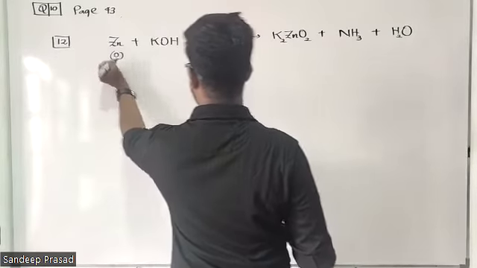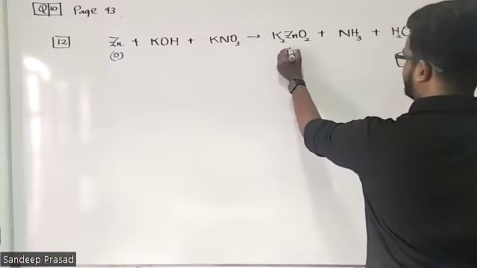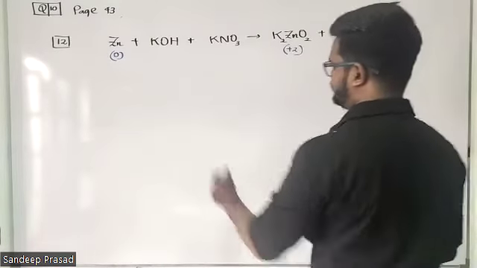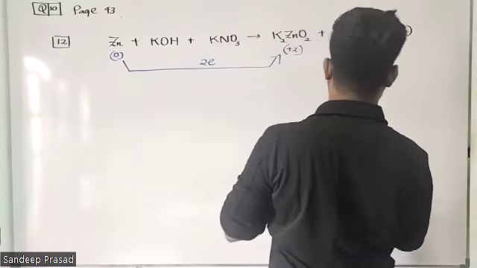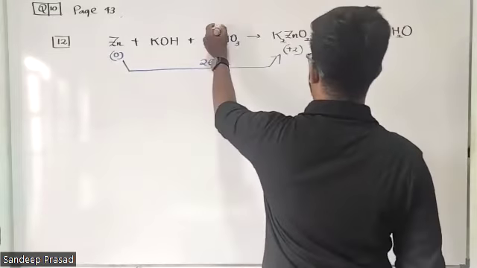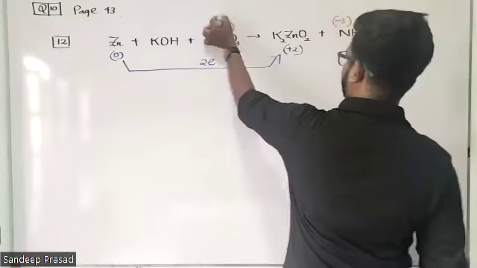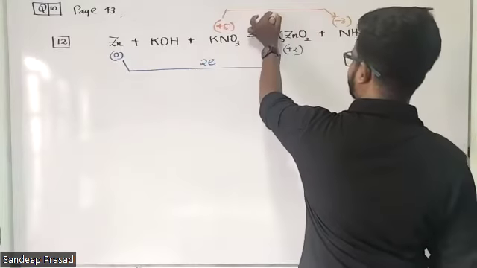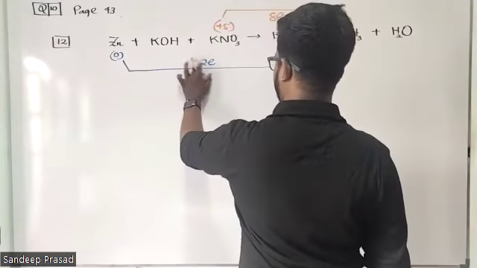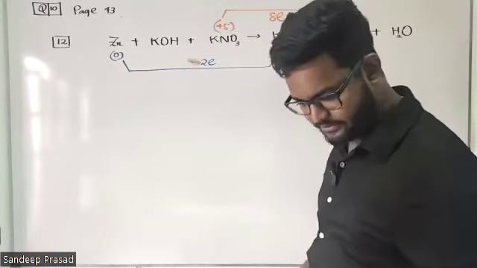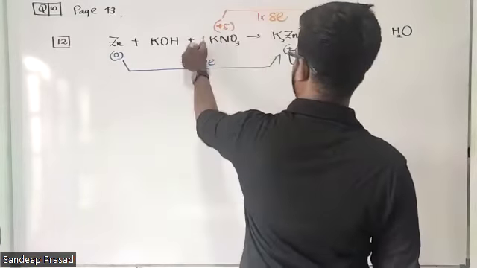Zinc 0 here. Here we can see that zinc is plus 2. 0 to plus 2, increment is 2. Nitrogen here plus 5, minus 3. Plus 5 to minus 3, decrement is 8 electrons. Then you have to balance this one by equalizing the increment and decrement. Therefore, let me multiply this one by 4 and this one by 1.